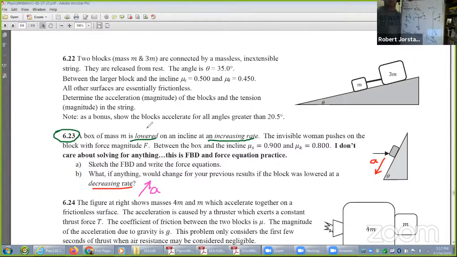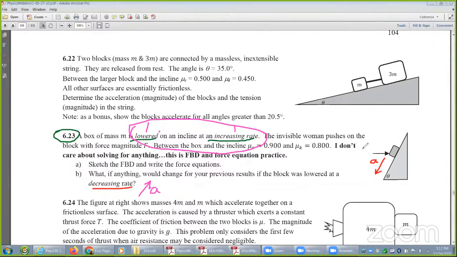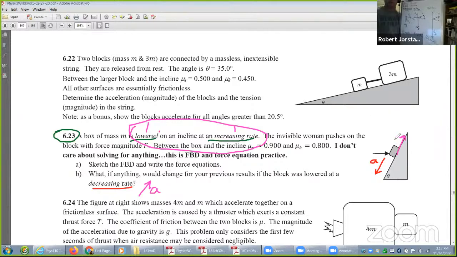What I could do is basically give you the same pictures, but make one of them raised at a decreasing, or raised at an increasing, or lowered, etc. Basically, this changes the direction of the acceleration and the friction. Because it's lowered, which way does friction point? Up the plane. Is that going to matter if it's accelerating down or up?